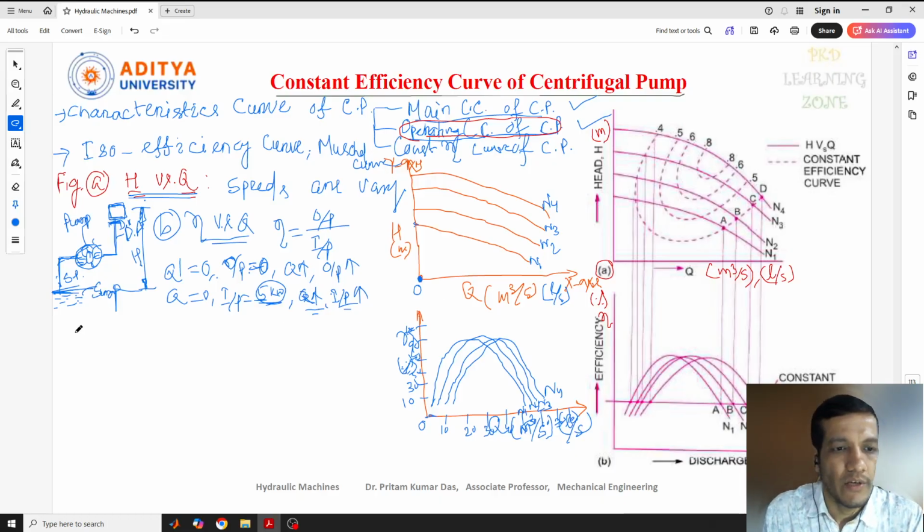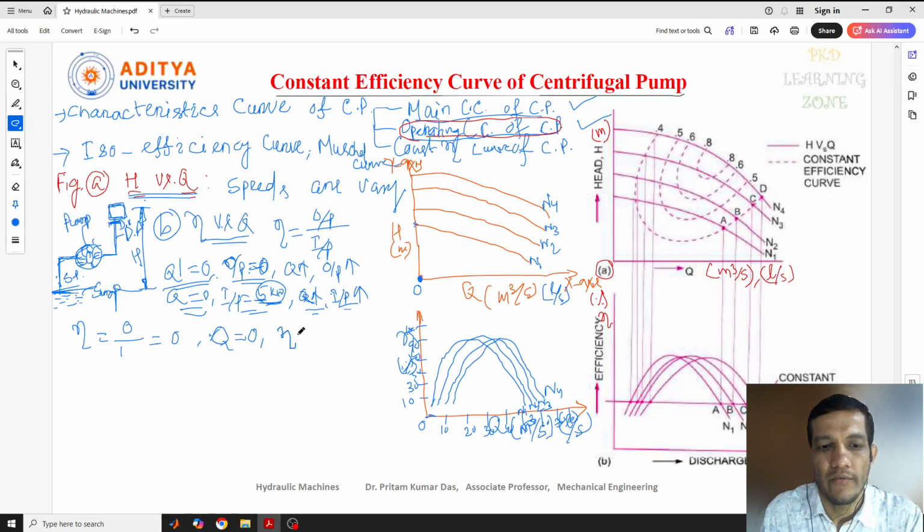But here, if you see our efficiency, output power at 0 discharge is how much? 0. But at 0 discharge, some input value is required. So we'll get efficiency equal to 0. That means when Q is 0, our efficiency will be 0. The same thing I told you, that efficiency needs to start from the origin point, but we have taken some distance from here. So this is our concept.